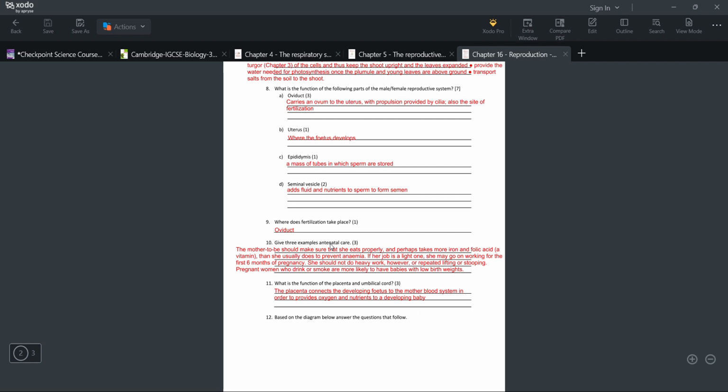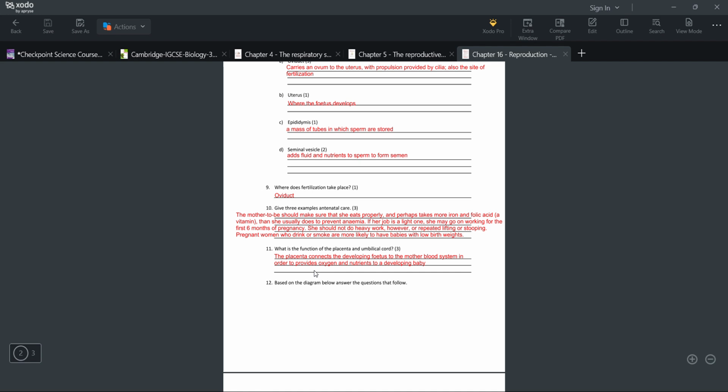Where does fertilization take place? It is in the oviduct. Give 3 examples of antenatal care. During pregnancy, a woman should eat healthily, have lots of vitamins and minerals, and shouldn't work too hard, just in case they are overexerting themselves or endangering the baby. They shouldn't drink or smoke while they're pregnant, for obvious reasons.